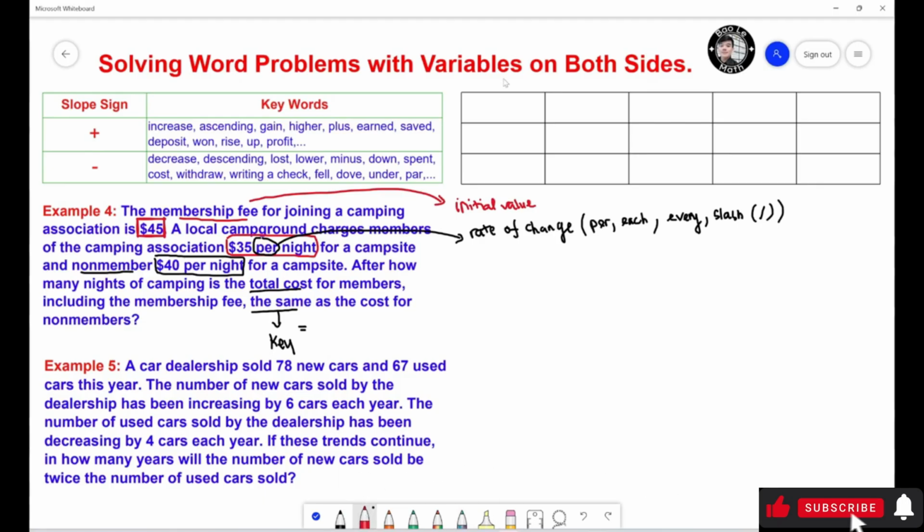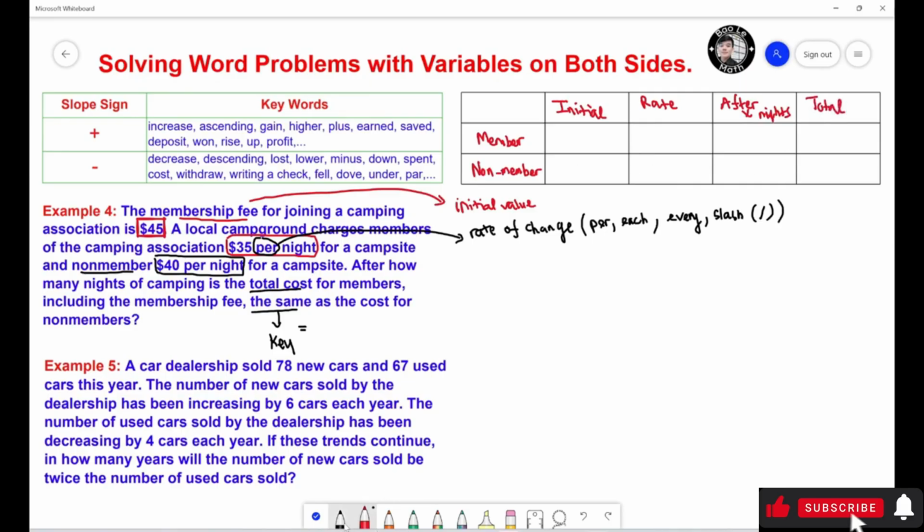Alright, so let's get the table right here. This is for member, and this is for non-member. This one should be the initial value. This one should be the rate. This is after S nights, and this is the total.